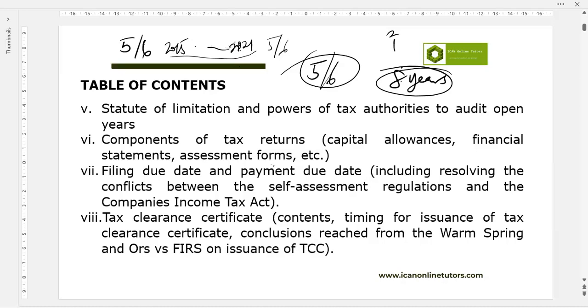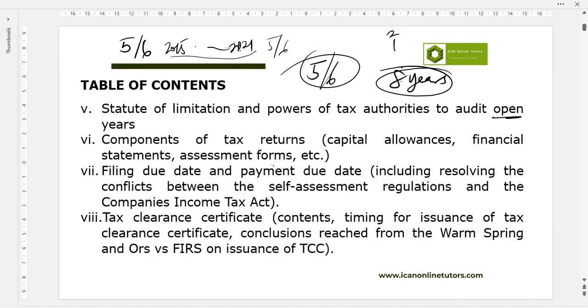So they may get an order that lifts this limitation to exceed these 5 or 6 years. And this usually happens when there's an investigation. So maybe during the audit of these 5 or 6 years, there is some information that they came across and they felt, oh, we need to audit these other 2 years as well. So those years will be referred to as open years.